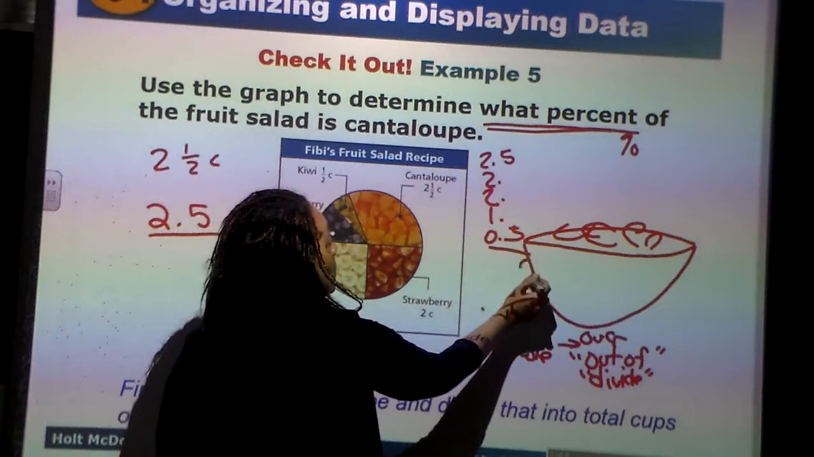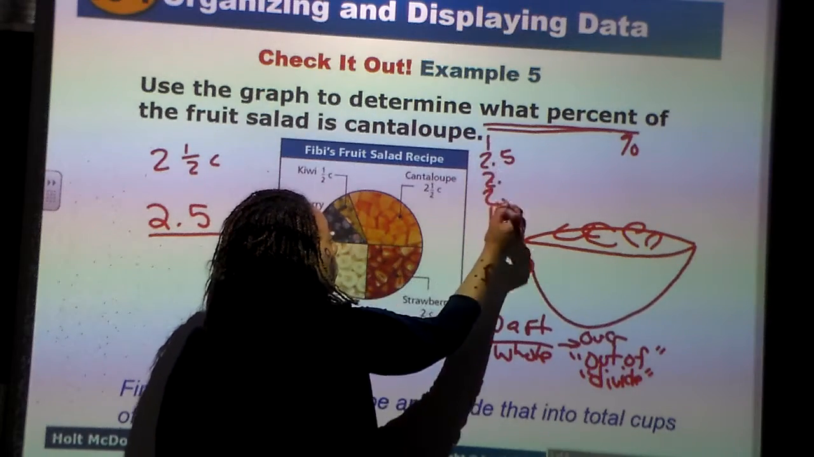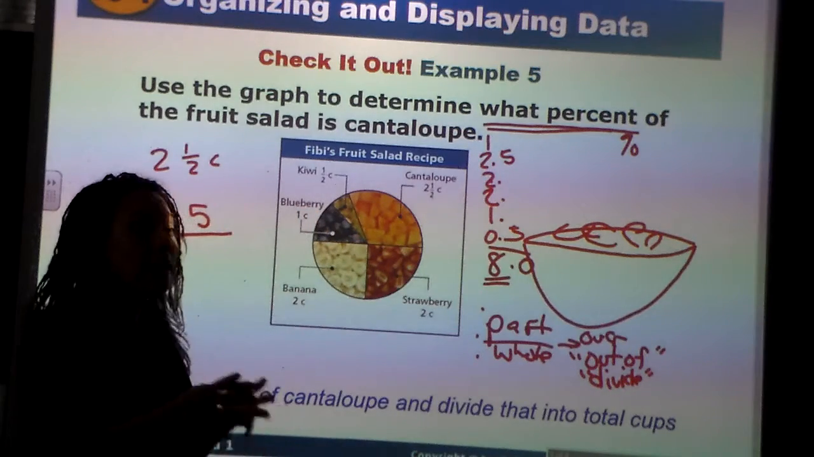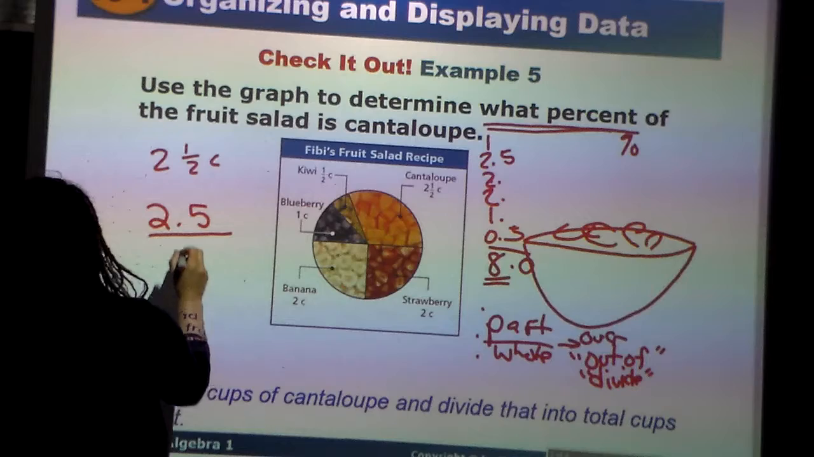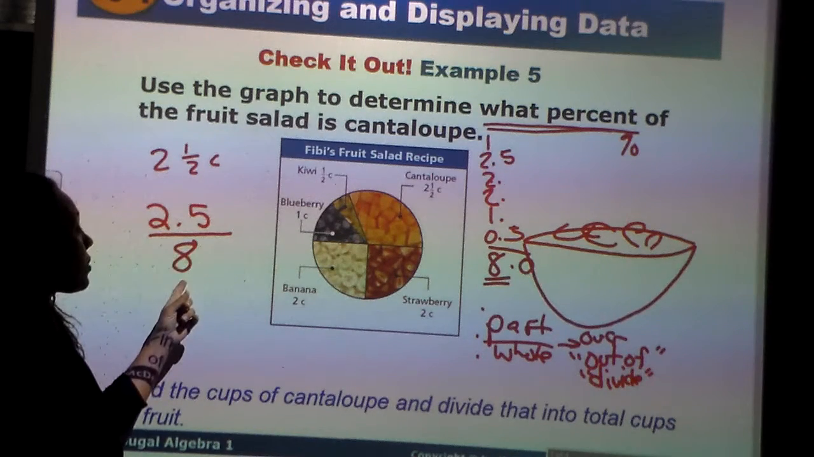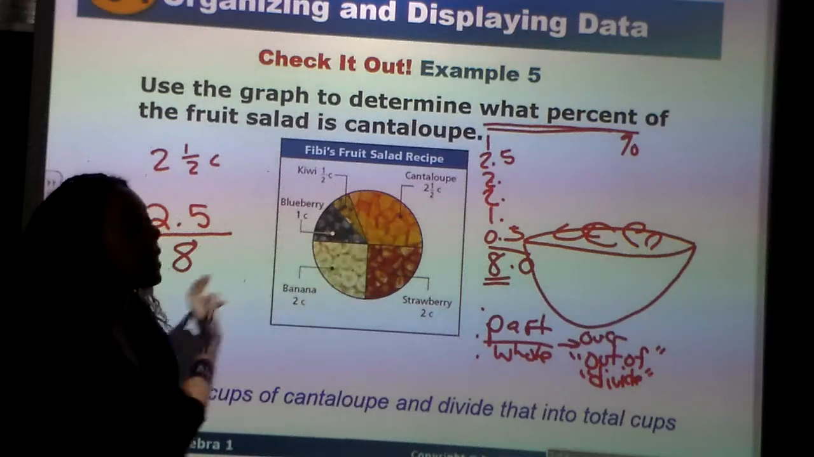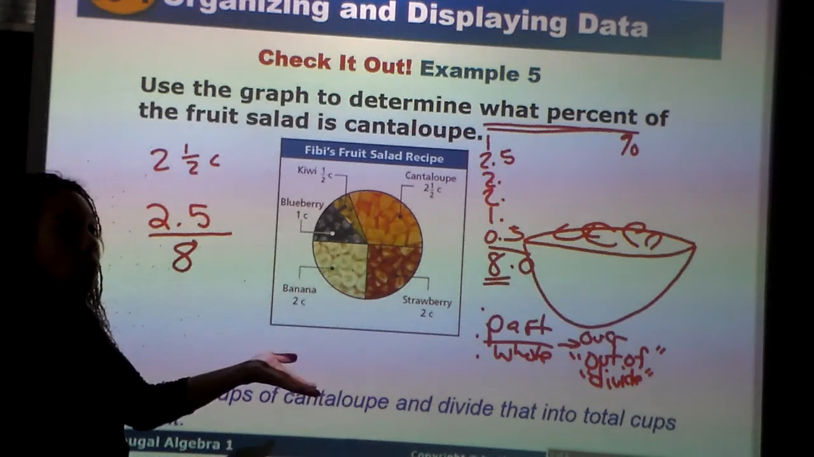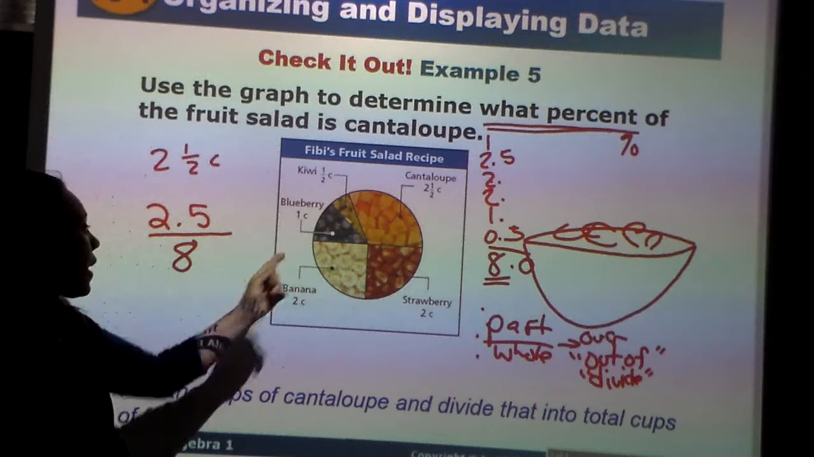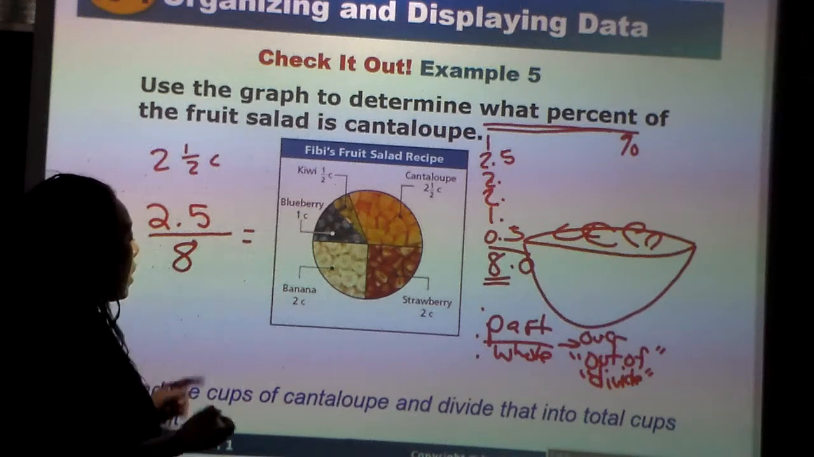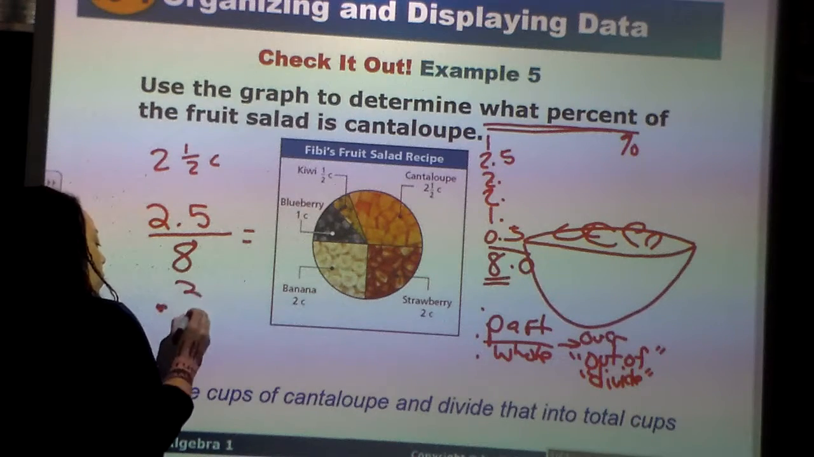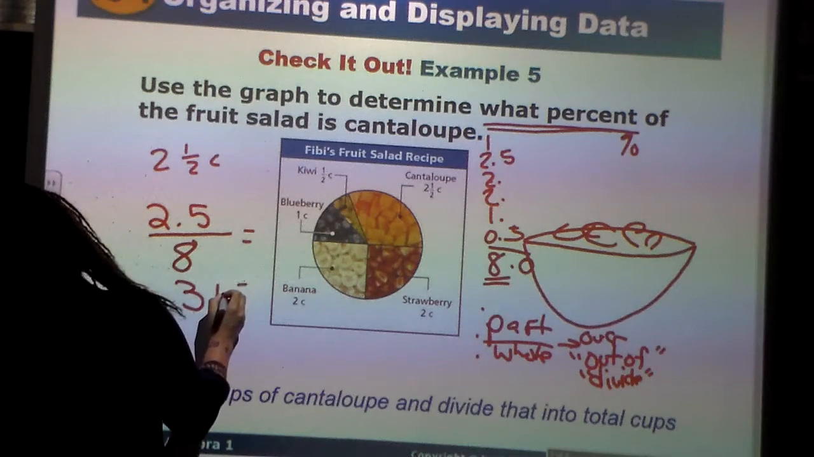So 5 and 5, that's 0. For the 1, that's 2, 4, 6, 8. So there's literally 8 cups of fruit in here. Different kinds of fruit, the whole. But 2.5 of those 8, 2.5 cups out of those 8 are cantaloupe. So we literally just do the math. 2.5 divided by 8. So that, I'll tell you right now, comes to 0.3125.